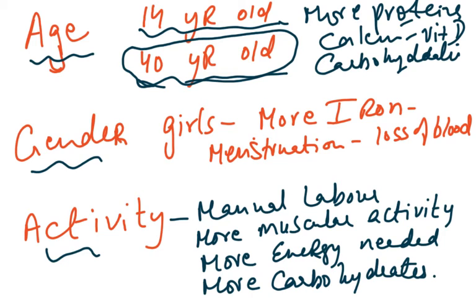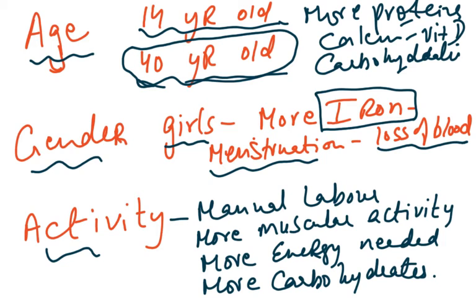Then gender, we talk of the girls, because girls start their menstruation, and this is loss of blood that occurs every month. So they will need more iron in their diet, and that will of course help in recovering from the iron loss which has occurred in the menstrual cycle, in which there is loss of blood every month.